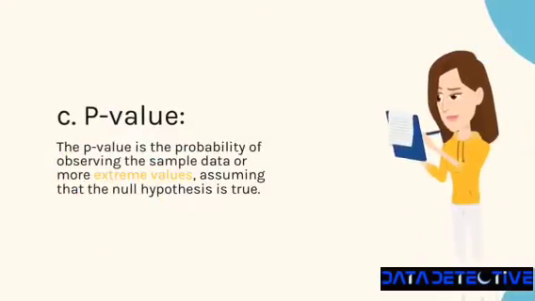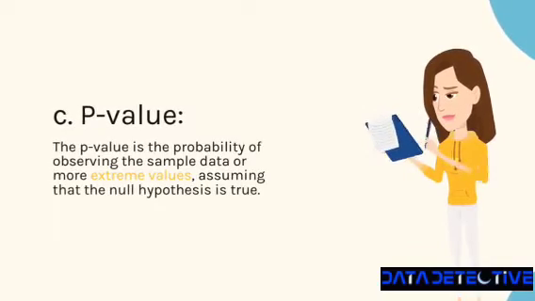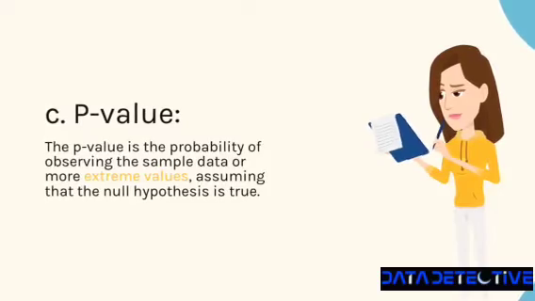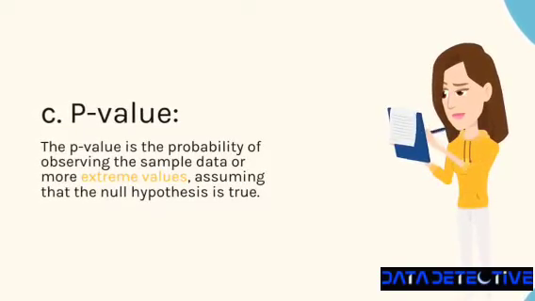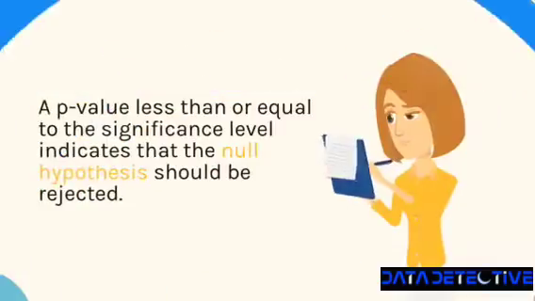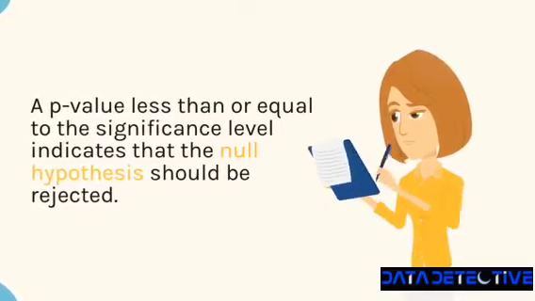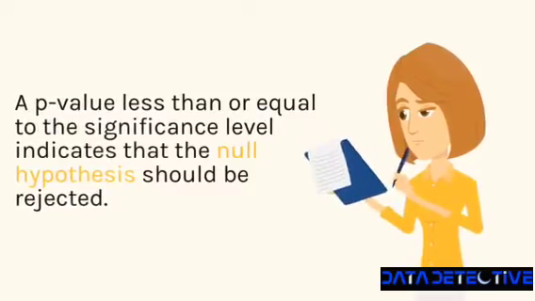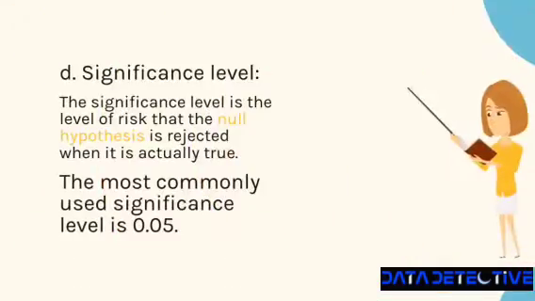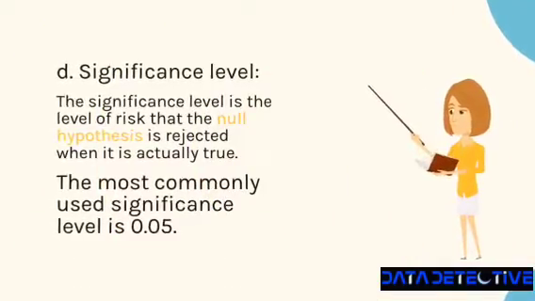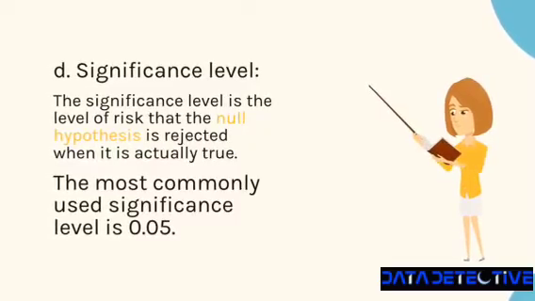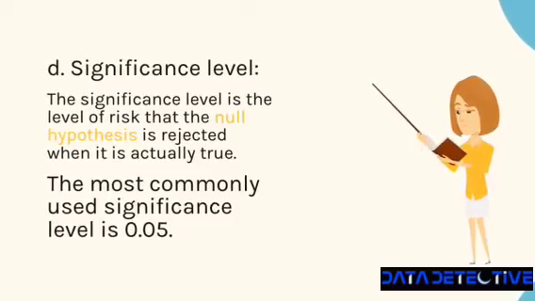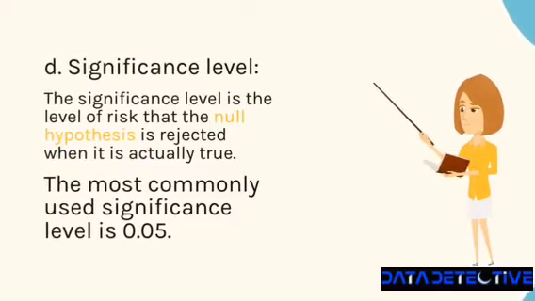C. P-value. The p-value is the probability of observing the sample data or more extreme values, assuming that the null hypothesis is true. A p-value less than or equal to the significance level indicates that the null hypothesis should be rejected. D. Significance level. The significance level is the level of risk that the null hypothesis is rejected when it is actually true. The most commonly used significance level is 0.05.